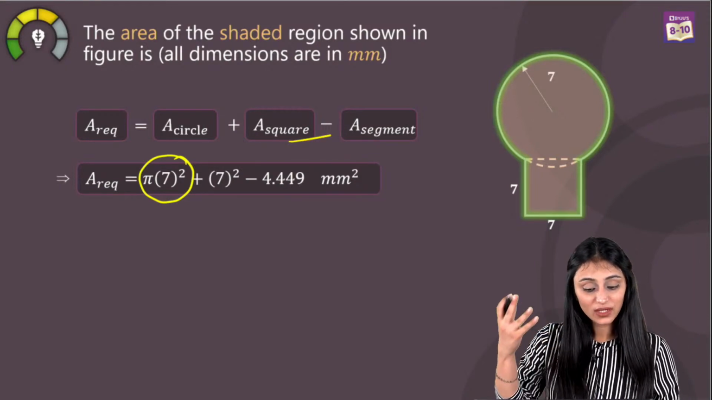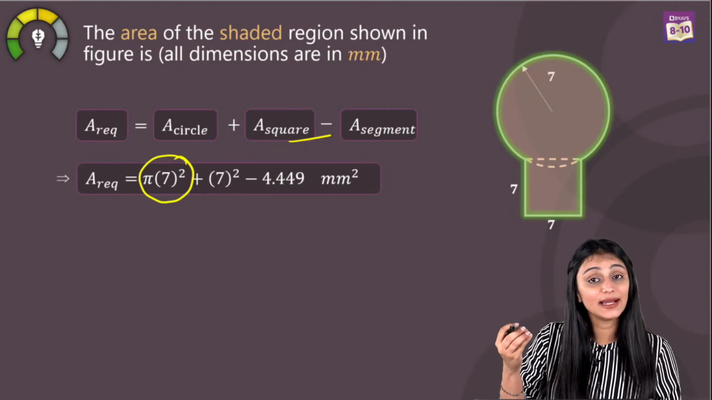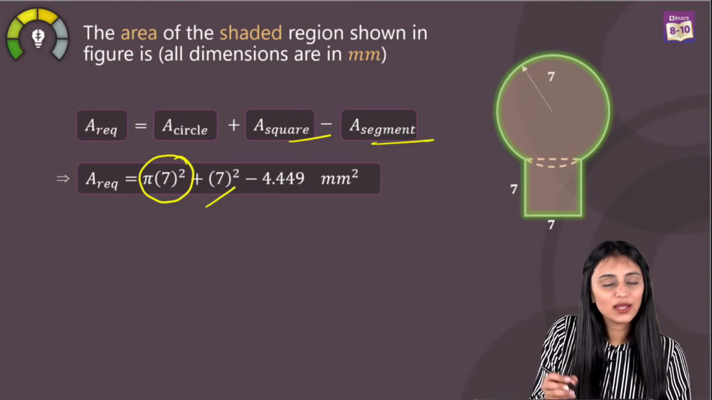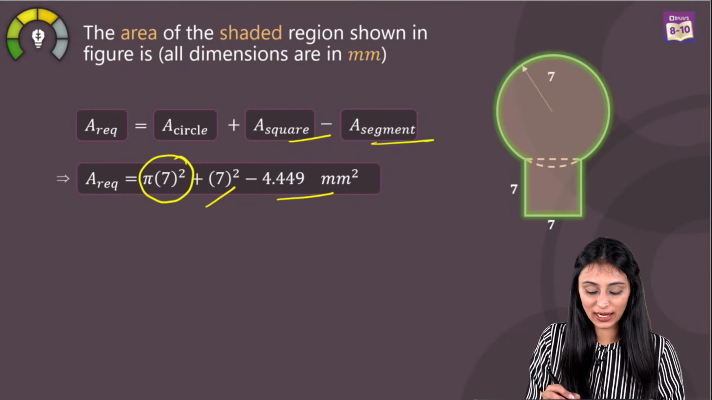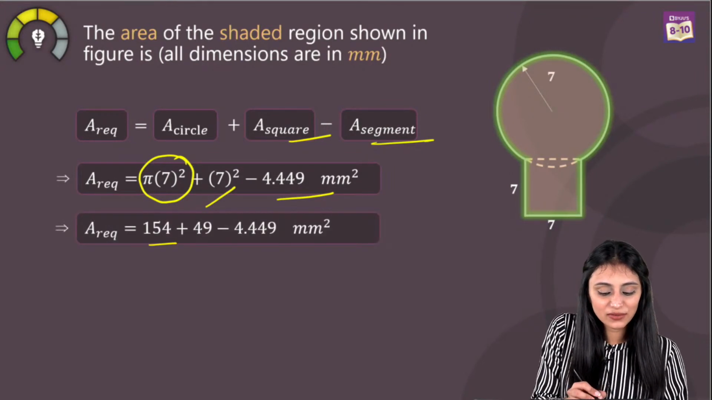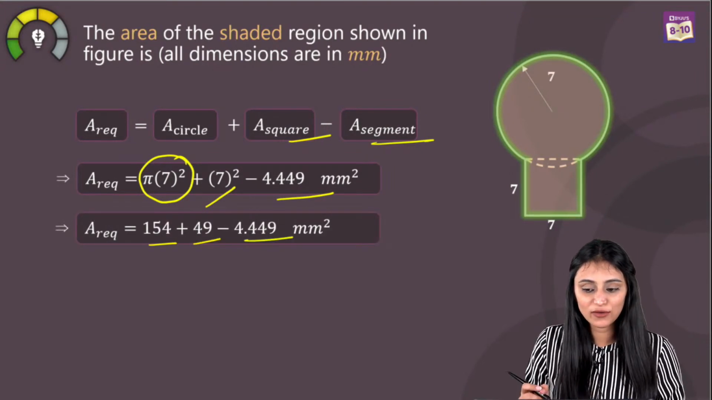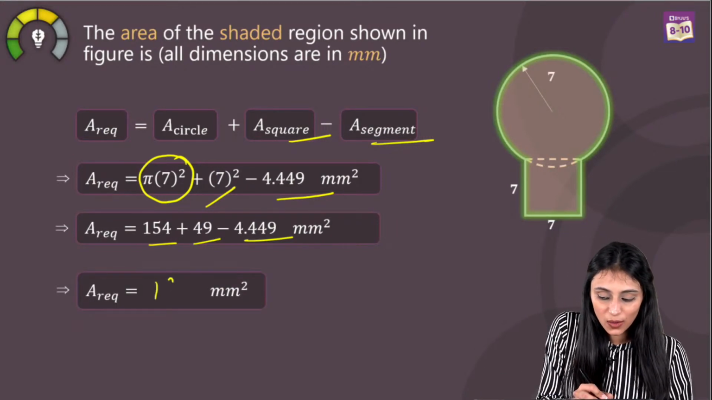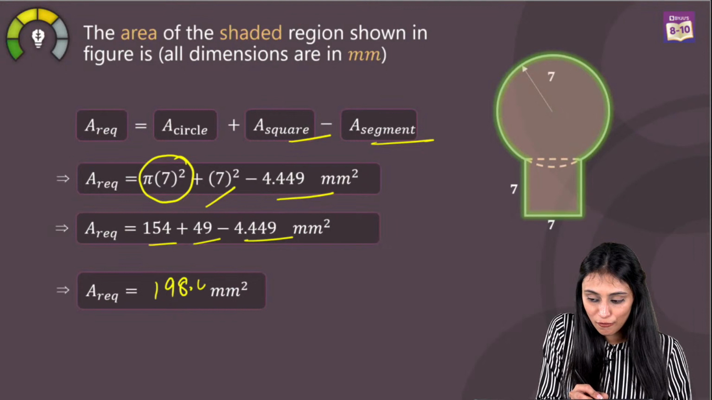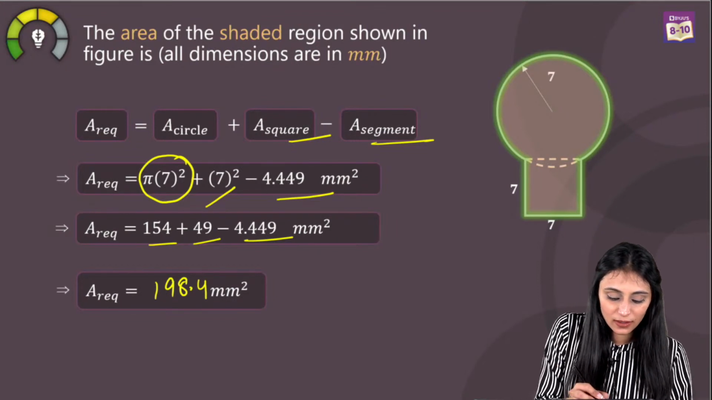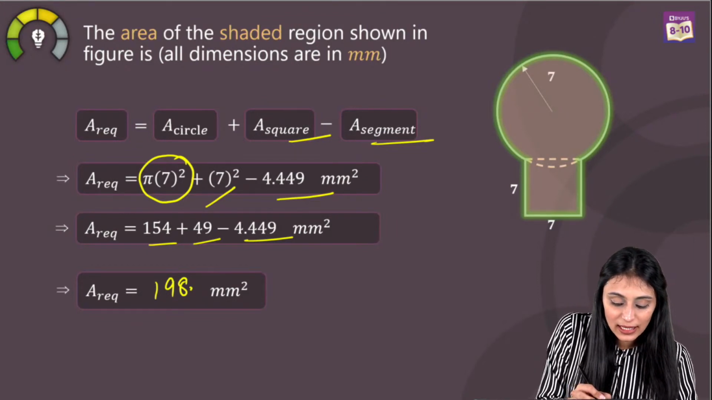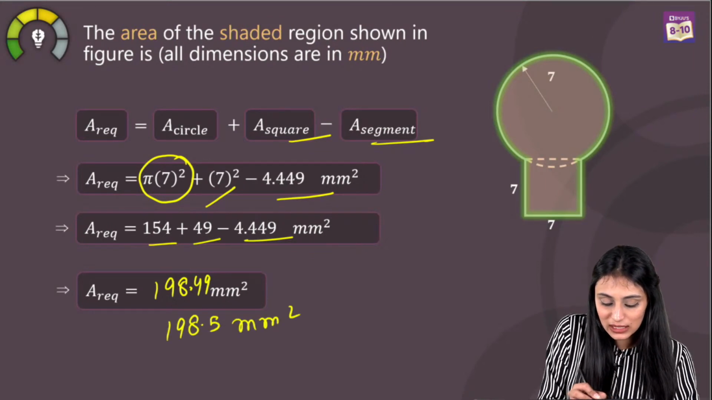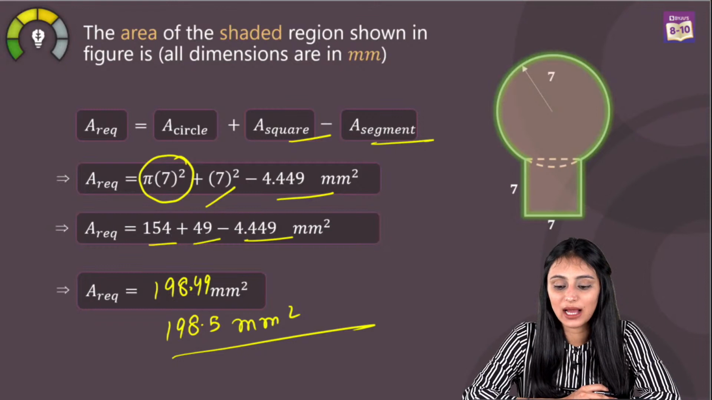Area of square is what? Right? Area of square is, square side is 7. That's going to be 7 square. Area of segment we just got 4.449. So on simplifying this, you get 154.49 minus 4.449 millimeter square. On simplifying all of this, you are going to get 198.49, right? This is 49. So approximately it's going to be equal to 198.5 millimeter square. So this is the answer that we are getting.